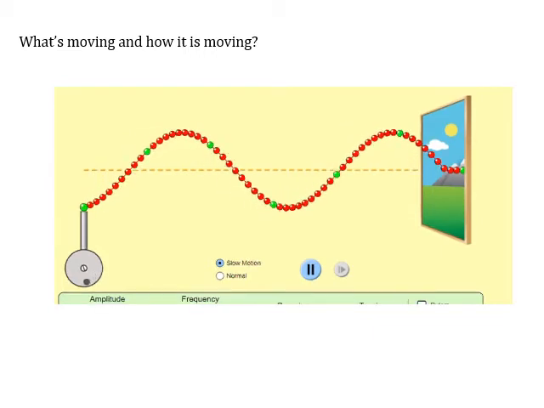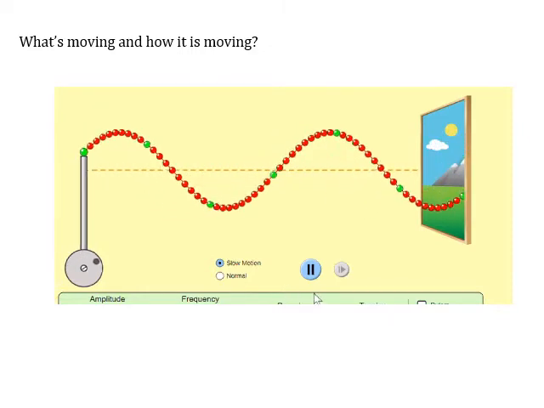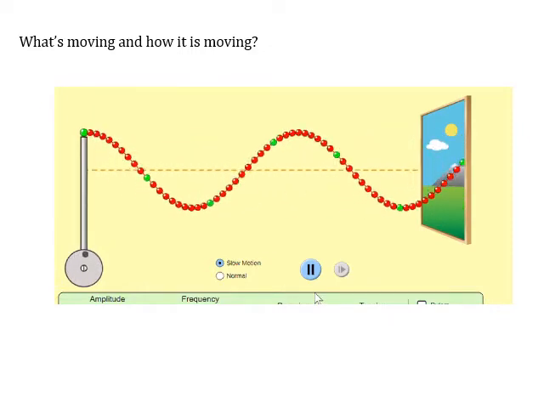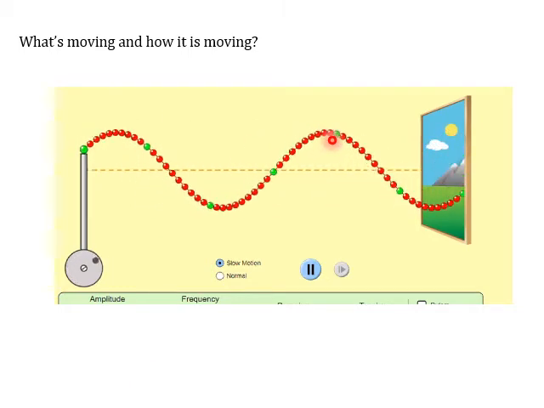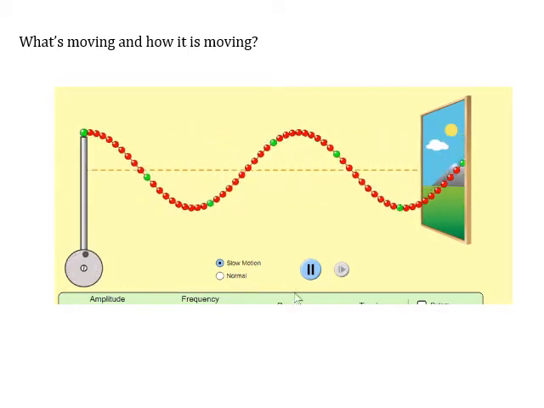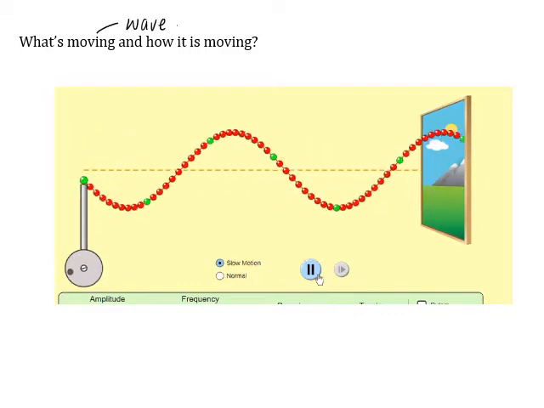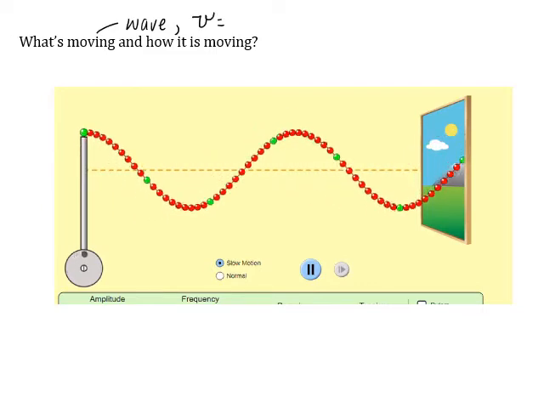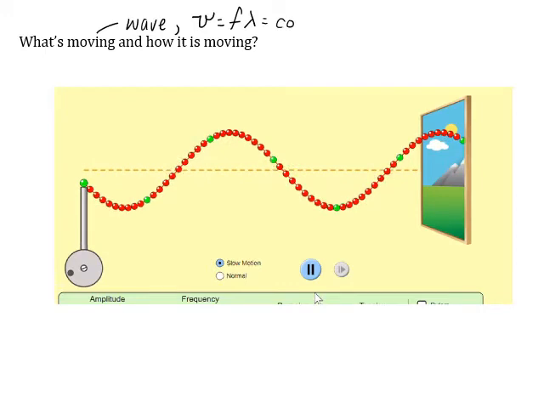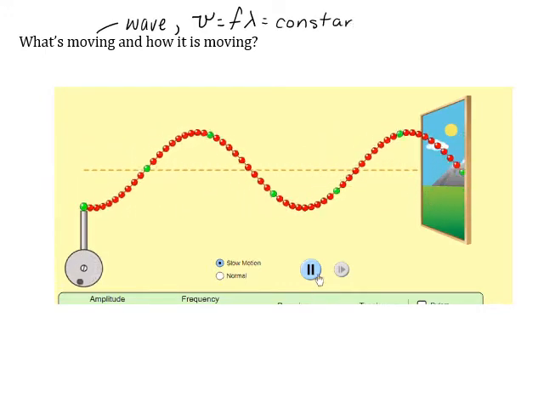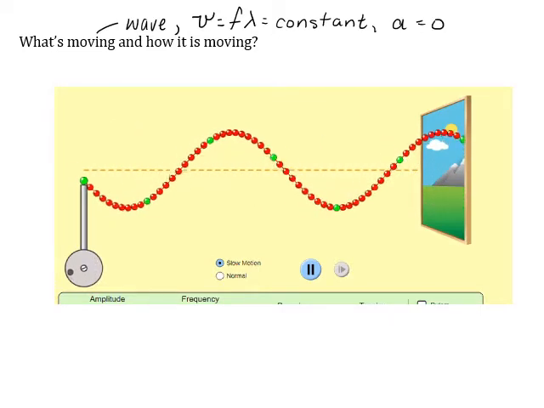As we flow into our next concept, let's ask: when we have a wave, what's moving and how is it moving? We see the bump moving down the line. That bump gets started and just goes straight down the line. We see that moving, so we know that the wave is moving. It's got speed that we call the wave speed. That's equal to f times lambda. That's constant. If that speed is constant, then the acceleration of the wave is equal to 0.